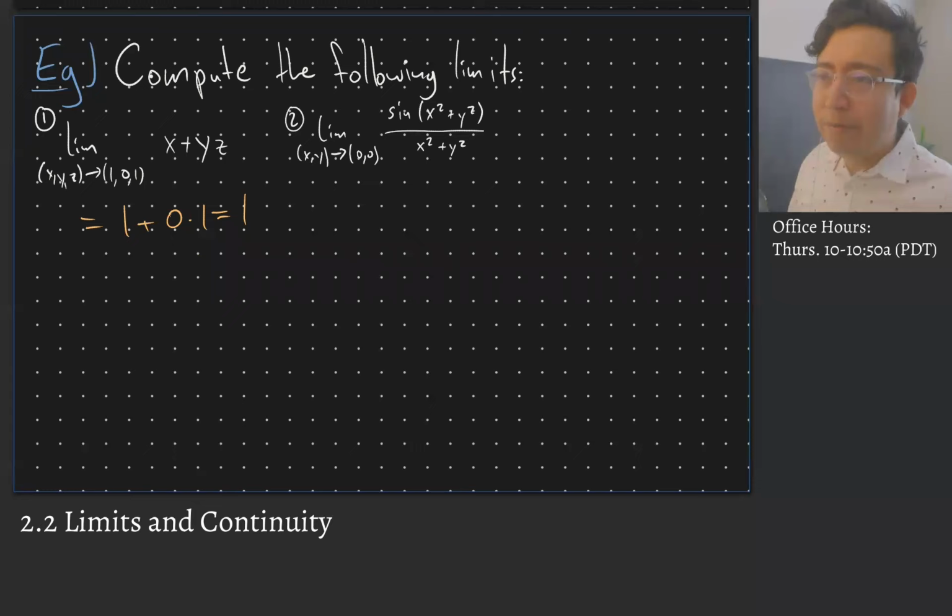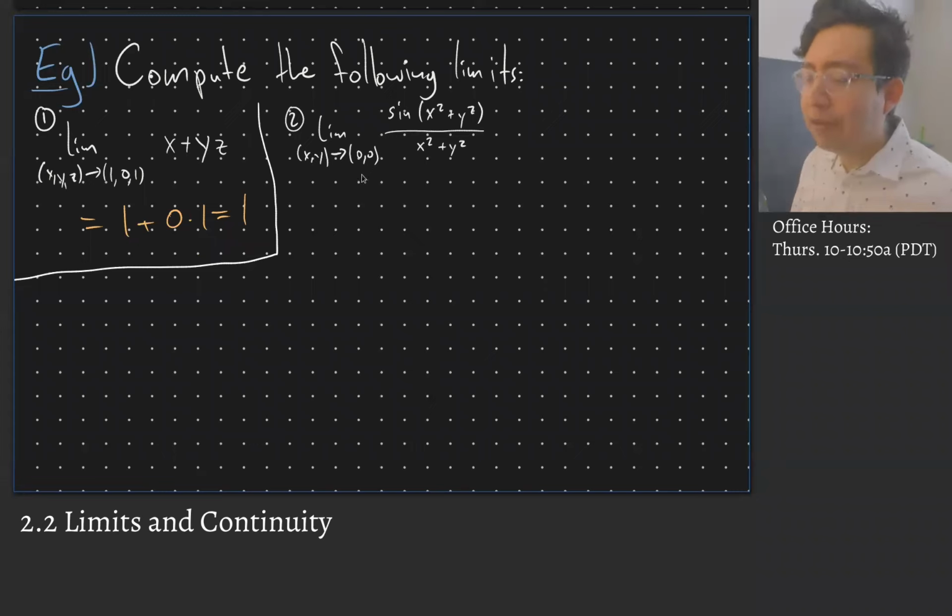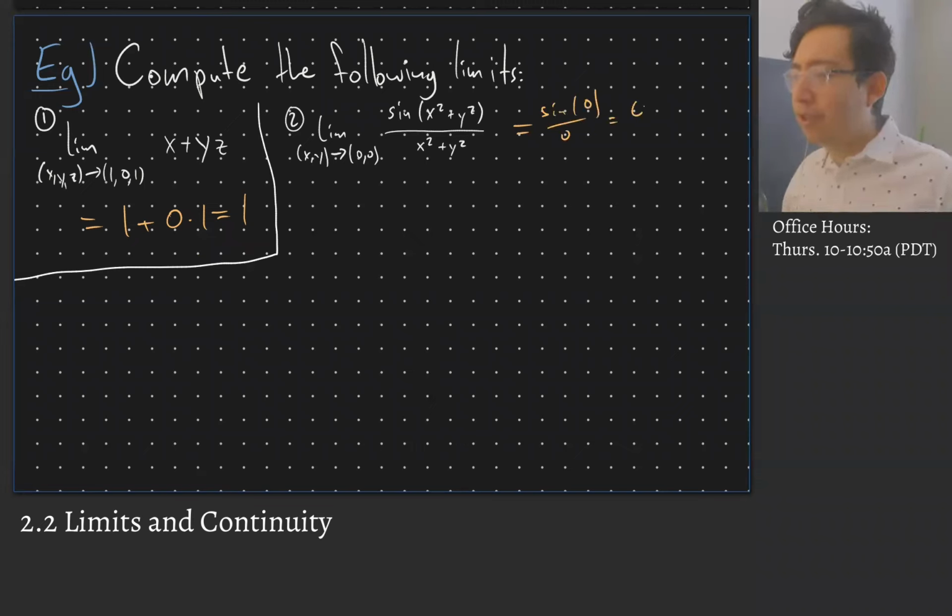So now if we look at number 2 here, what if we try plugging in, we get sine of 0 over 0, which is just 0 over 0, right? That's not allowed. That's not okay. 0 over 0 is not okay.